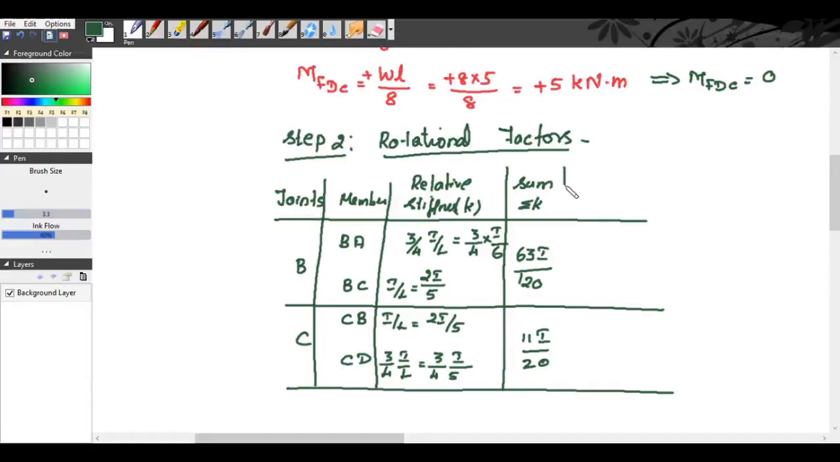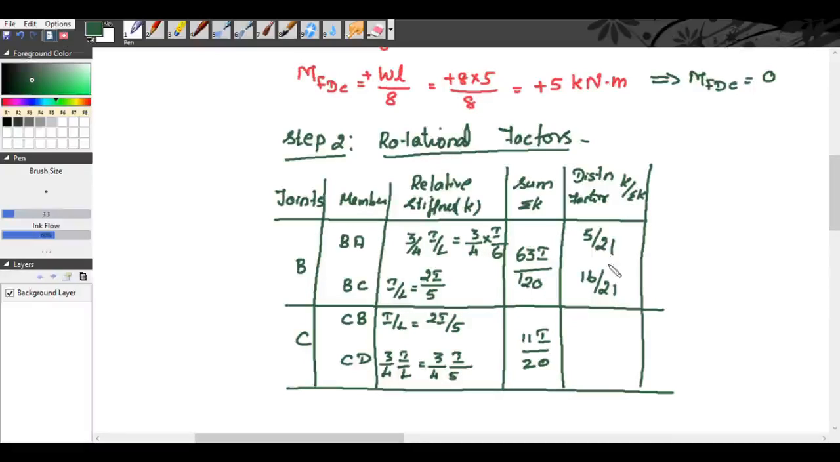Now we will find the distribution factor. 3I by 24 plus 2I by 5, we get 63I by 120. So the distribution factor is relative stiffness K by sigma k, the summation of the relative stiffness. Now we will find the distribution factor: 2I by 5 divided by 63I by 120, we get 16 by 21. And 3I by 24 divided by 63I by 120, we get 5 by 21. So when you add these both, we should get 1.